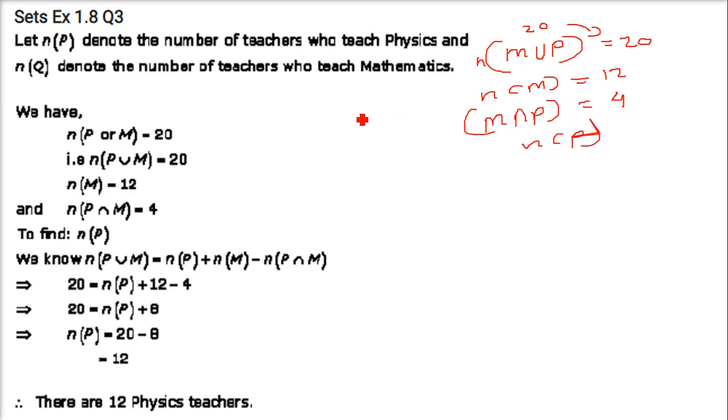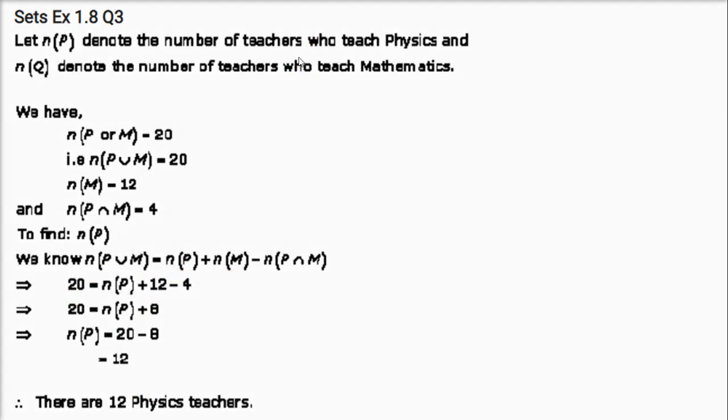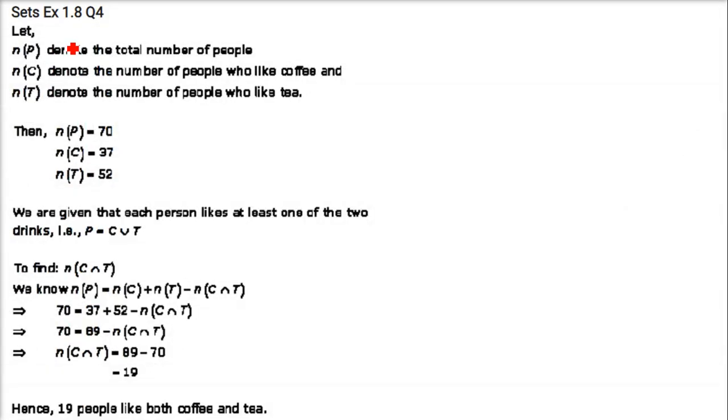How many teach physics? So n(P) has to be found out. Again, we have the direct formula. n(P union M) will be equal to n(P) plus n(M) minus n(P intersection M). So this we have to find out. Just take these values, it will be 12. So there are 12 physics teachers.